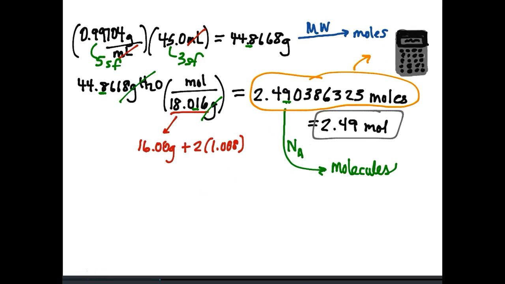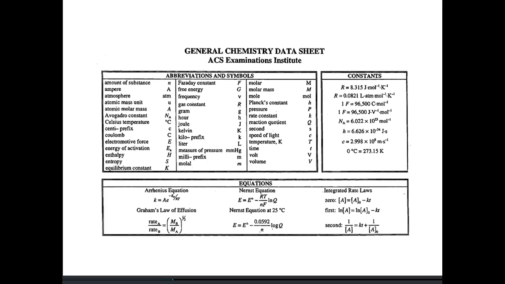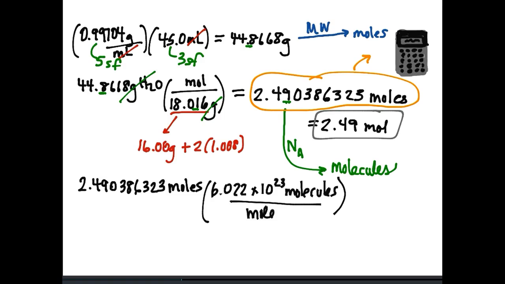Okay. So if we use this number, that's moles, and we multiply by Avogadro's number, and Avogadro's number you can find on the sheet. It is here. 6.022 times 10 to the 23rd molecules per mole. Moles cancel, and that gives me 1.4997 times 10 to the 24 molecules.